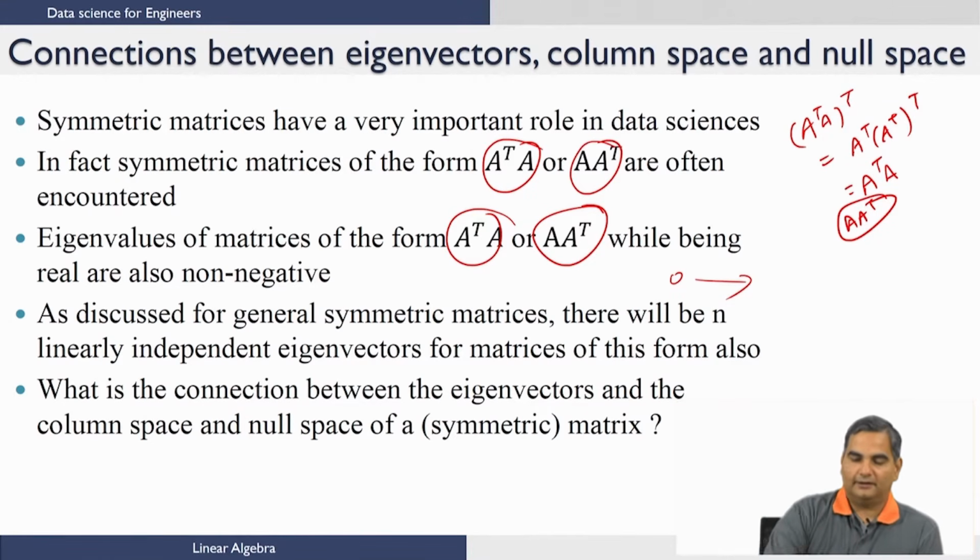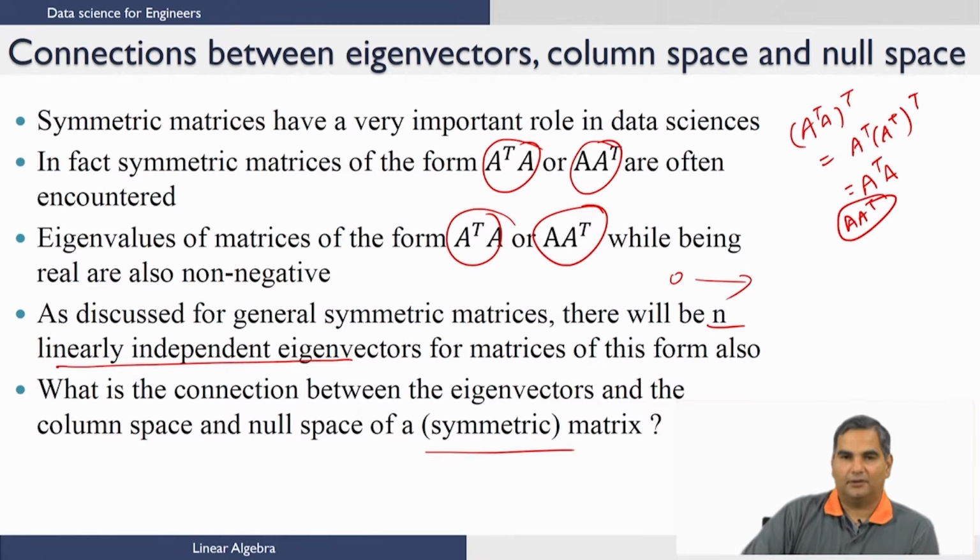Also, the fact that A transpose A and A A transpose are symmetric matrices guarantees that there will be n linearly independent eigenvectors for matrices of this form also. Okay. So, because of the importance of symmetric matrices in data science computations, we are going to look at the connection between the eigenvectors and the column space and null space for a symmetric matrix. Some of these results translate to non-symmetric matrices also, but for symmetric matrices all of these are results that we can use.